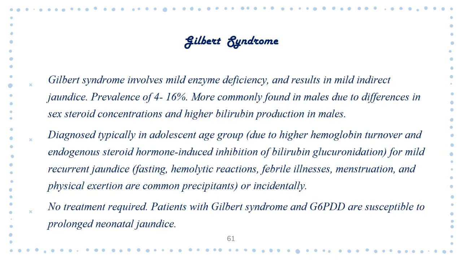Now, Gilbert syndrome actually shouldn't be in our topic of discussion of neonatal jaundice, because it does not usually present in the neonatal period. It is so mild that the level of unconjugated bilirubin does not usually reach the treatment threshold. So why does this condition happen? We mentioned that there is a mild enzyme deficiency. Usually the child will present in the teenage years because during puberty there is a higher hemoglobin turnover, and the sex hormone production will further inhibit bilirubin glucuronidation.